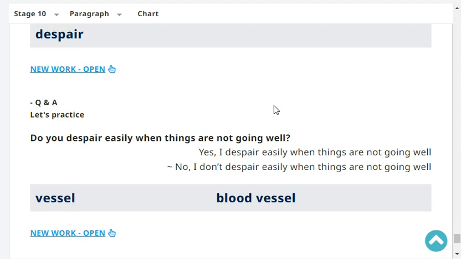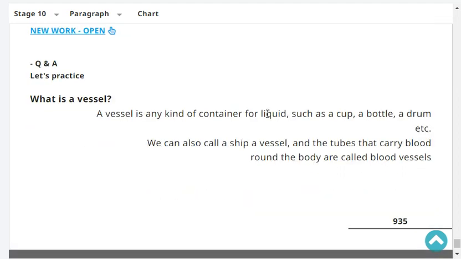Do you despair easily when things are not going well? Yes or no? Yes, I despair easily when things are not going well.